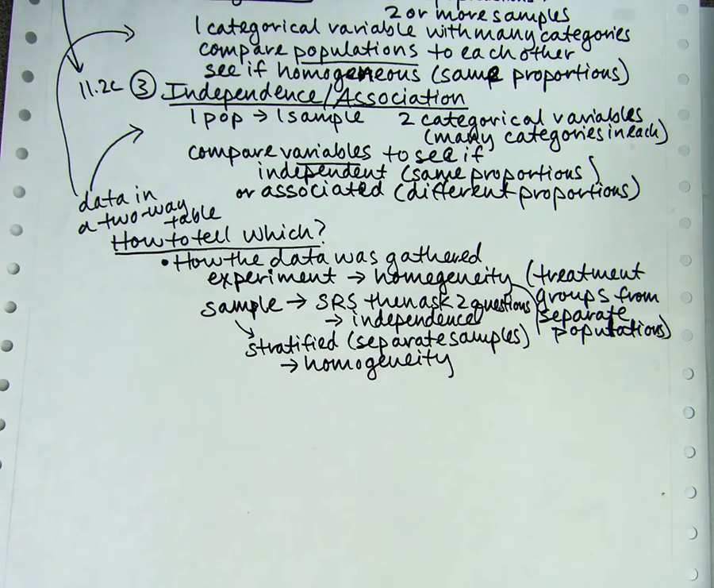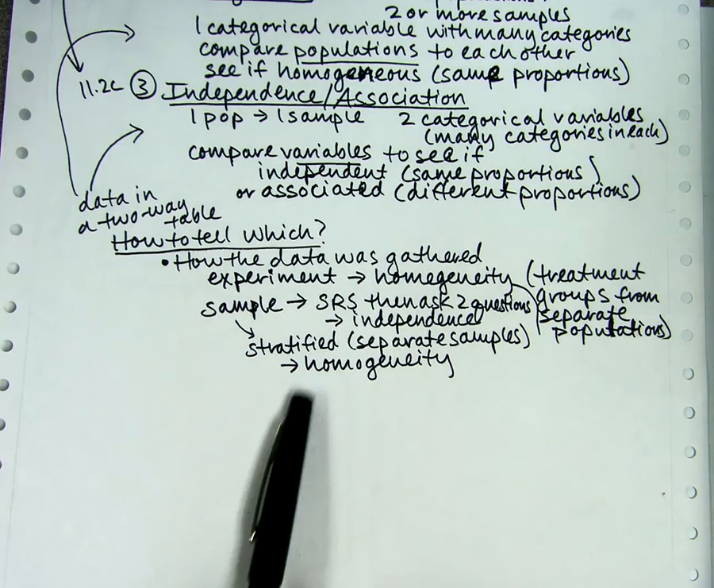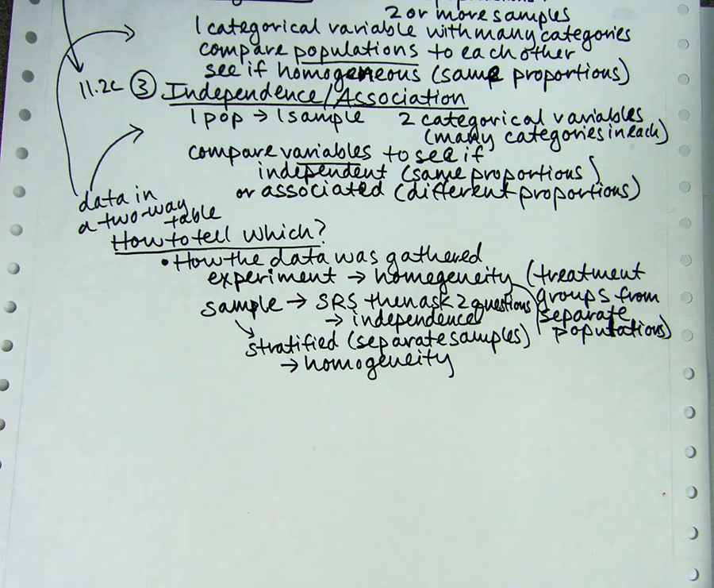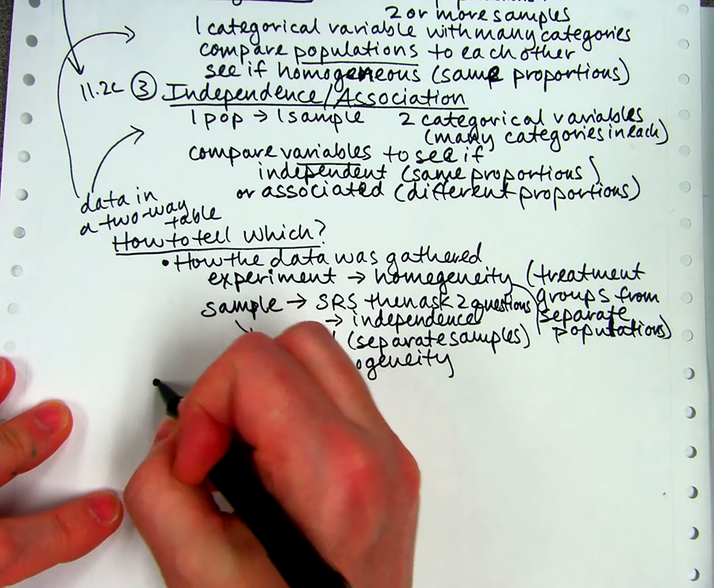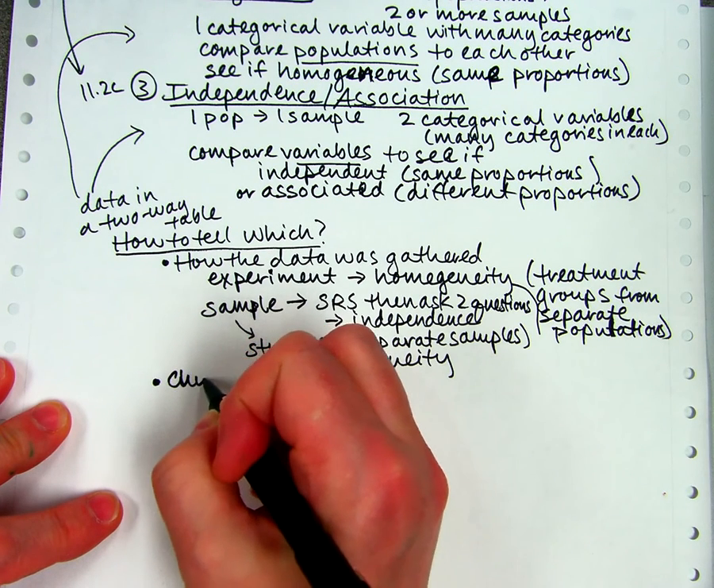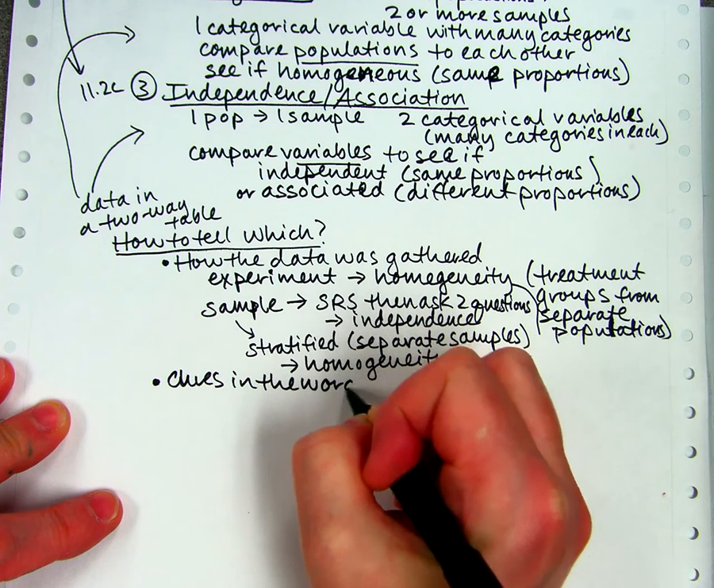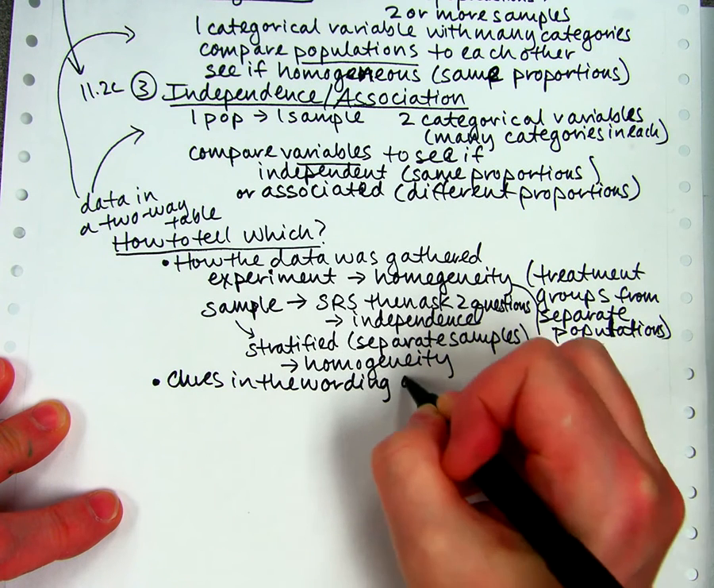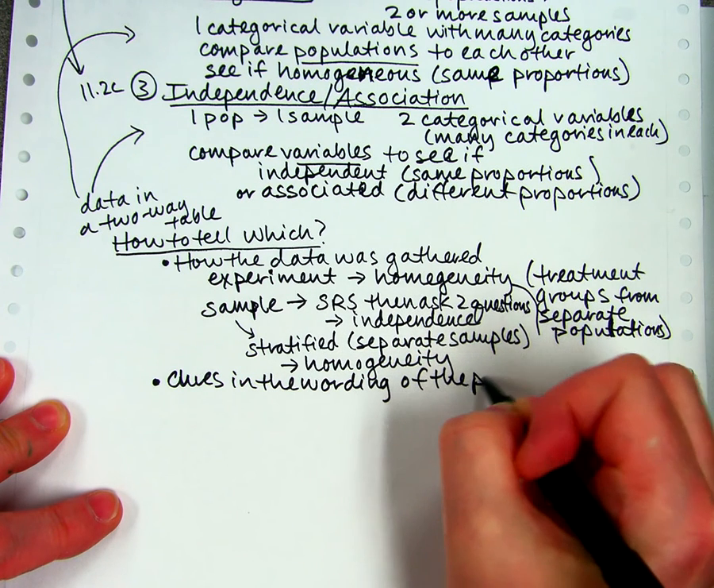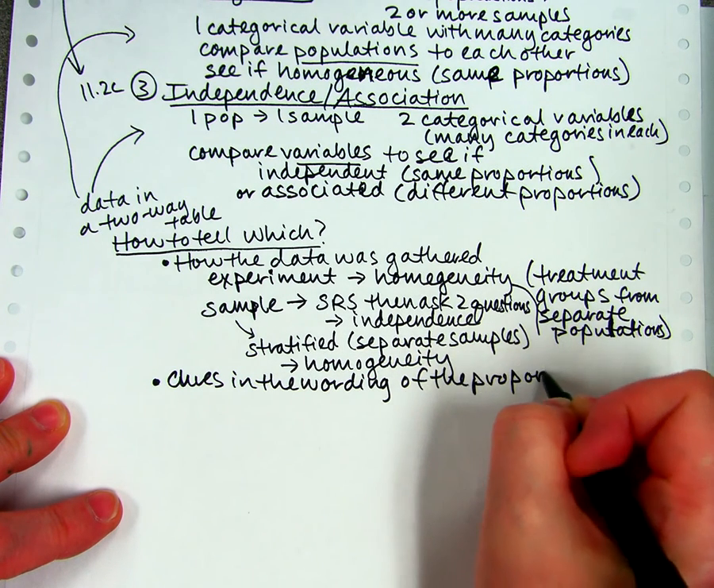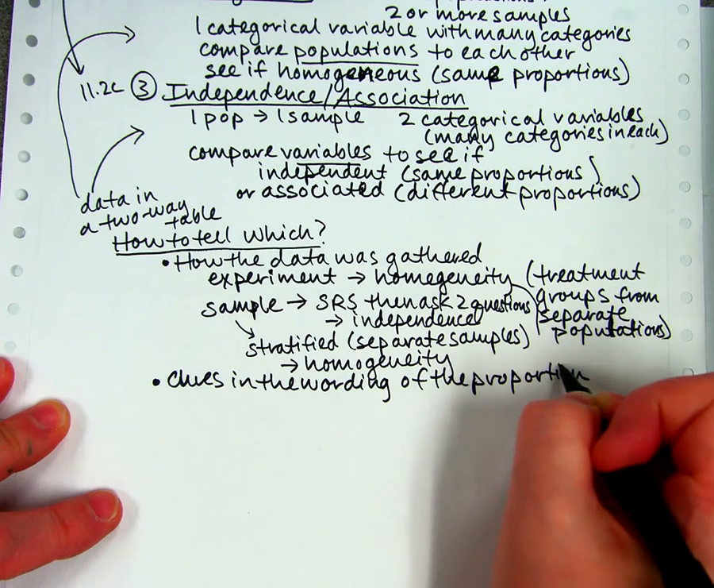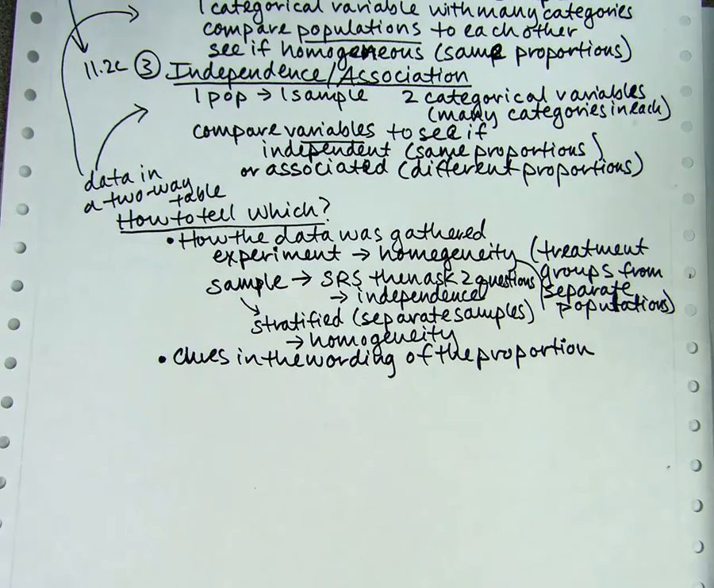So you would always get some kind of clue. If you're doing it for yourself, you know which way you did it, of course. If you're not doing it for yourself, you look for clues in the wording of the problem. So did they gather their data and then separate into male and female, or did they take a sample of males and a separate sample of females?